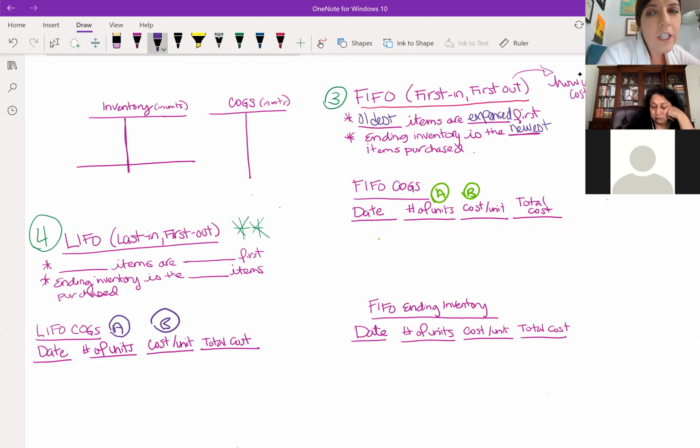When we're in inflationary periods where prices are rising, FIFO is going to provide the lowest cost of goods sold value because we're expensing the lowest cost items first. So FIFO will provide the highest net income out of all the methods in an inflationary period. So publicly traded companies may use that to their advantage. If they want to report a higher net income, they're going to use FIFO.